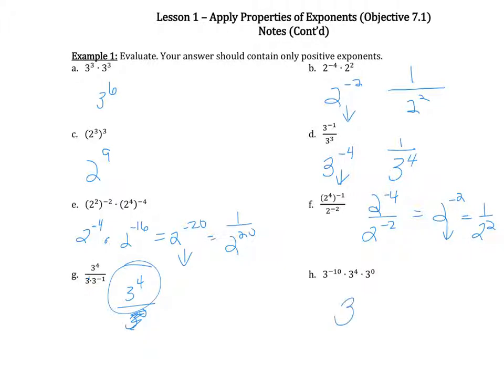On H, we have 3 things with the same base, so we keep our base and we add our powers. Negative 10 plus 4 is negative 6. Drop that down, it becomes 1 over 3 to the 6th power. So when you're doing these, keep your base the same. Just use the properties on your exponents.